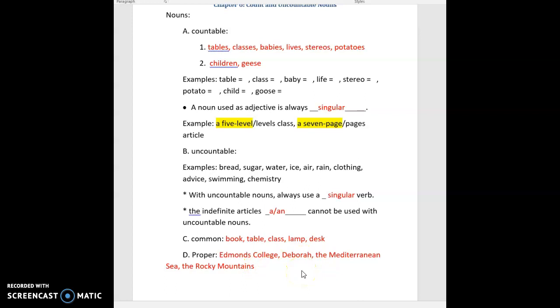Okay, well, I hope this overview has given you a sense of how complicated nouns are in English and all the trouble you can get into when you use them. And hopefully this chapter will help you avoid some of that trouble.